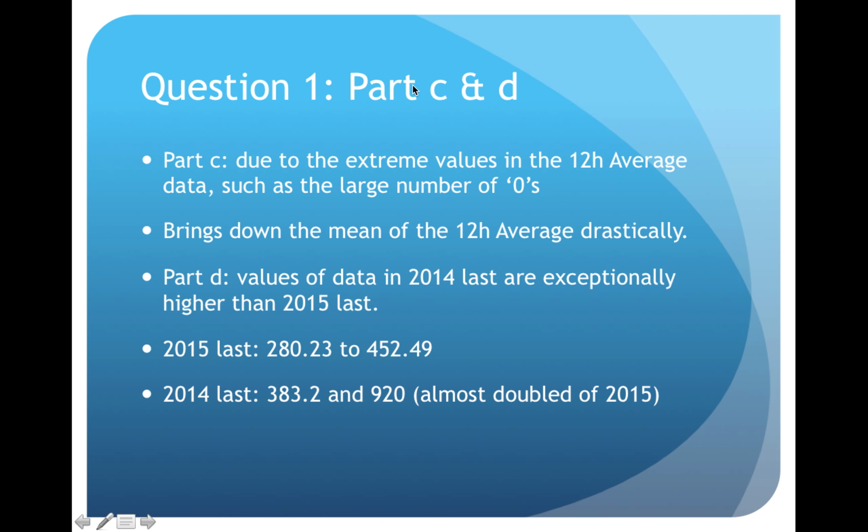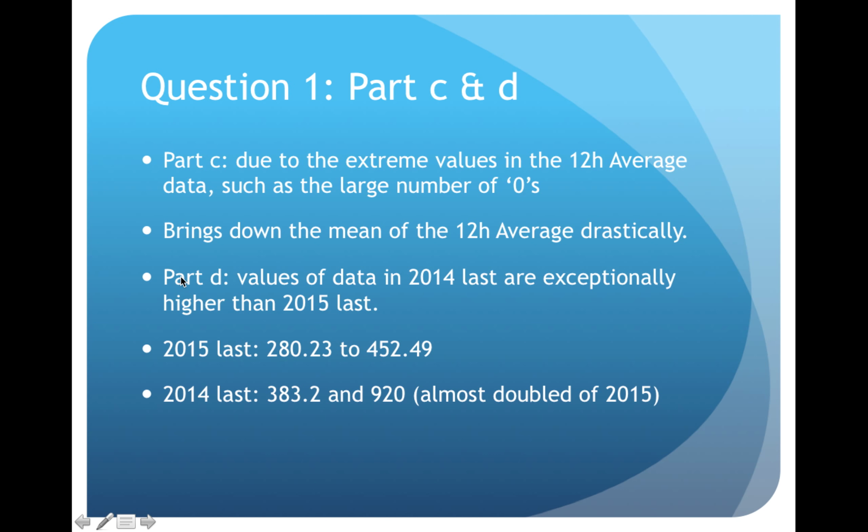And next slide will be part C and D. For part C, we were asked to explain why the mean of the 12-hour average has such a low value compared to the mean of the 24-hour average. This is because the extreme values in the 12-hour average data, such as the large number of zeros, bring down the mean of the 12-hour average drastically.